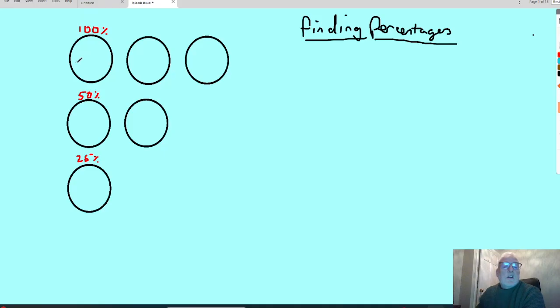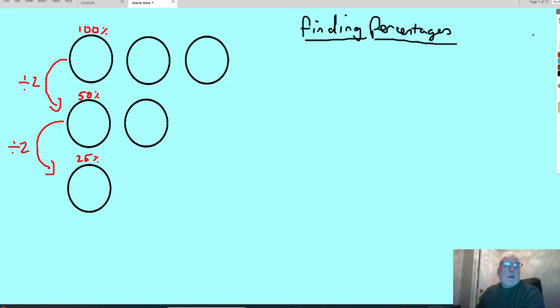Okay, and if I need to go from 100% of a number, which is the whole amount, to 50%, all I need to do to get from here to here is divide by 2. So just cut it in half. And the same thing from 50% to 25%. 25 is half of 50, so I'm just going to halve it again to get 25%.